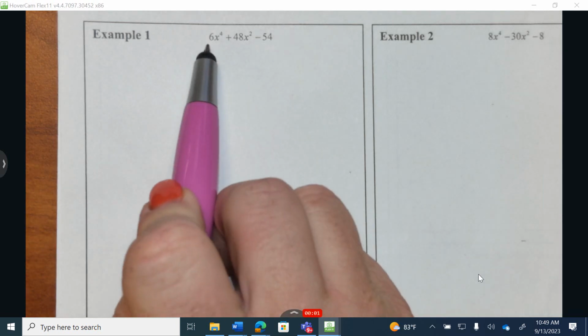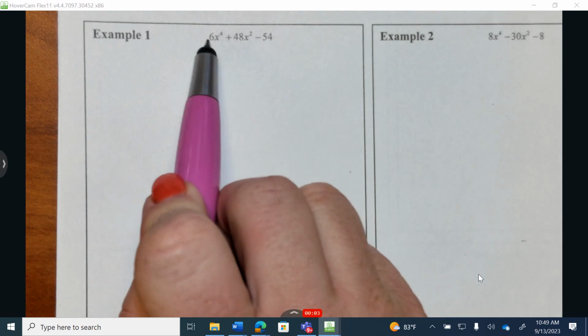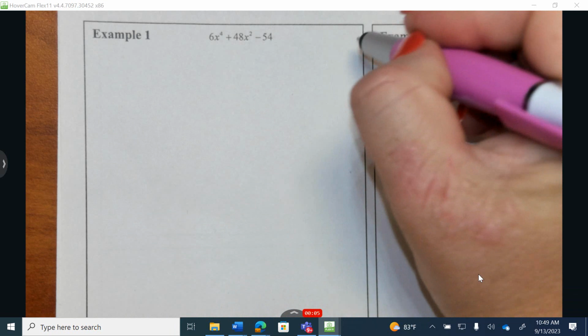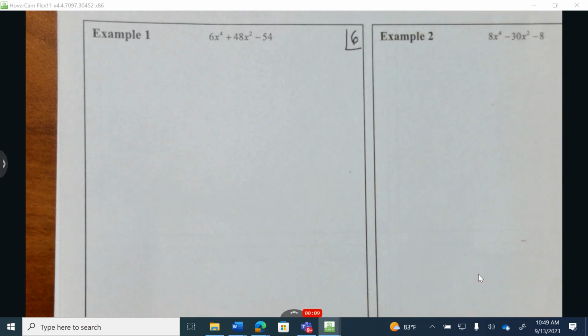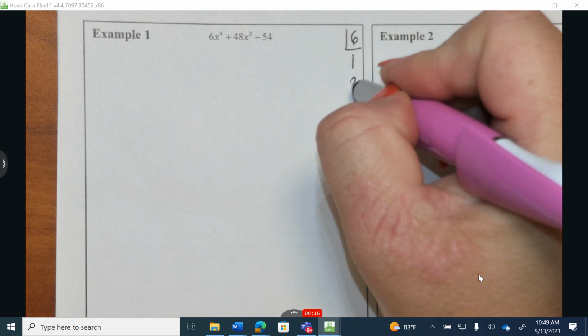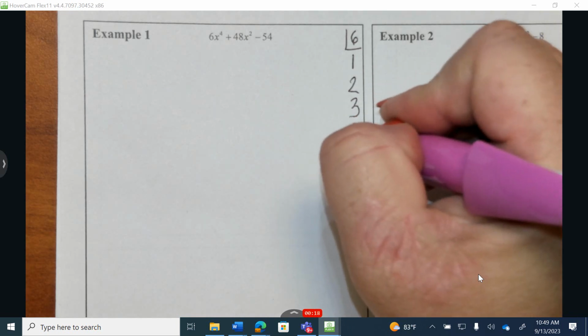The first thing you're going to do is look at the numerical values 6, 48, and 54, and off to the side, identify the smallest number. In this case, it's 6. Then I'm going to identify all the numbers that divide into 6: 1, 2, 3, and 6.